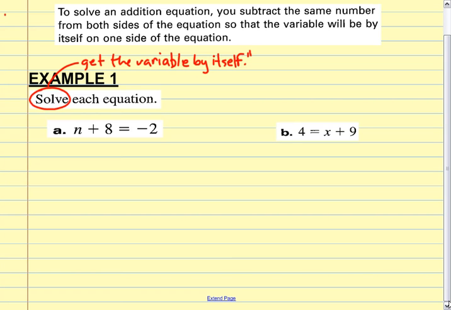Okay? Is the N by itself, Aiden? Or is there something on that side of the equation with it? There's something with it, isn't there? What is with it? I mean, what's happening to it? What are we doing to it? We're making it 8 higher, aren't we? We're adding 8 to it. We don't want to do that. We want to know what it was before we added 8 to it. Right? So what could I do that would undo adding 8?